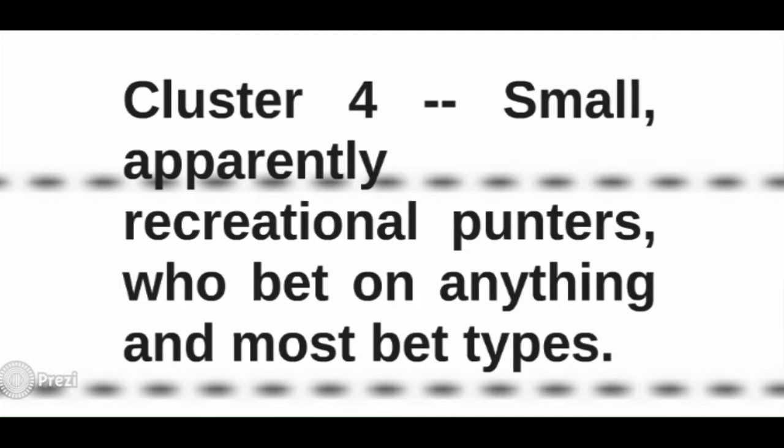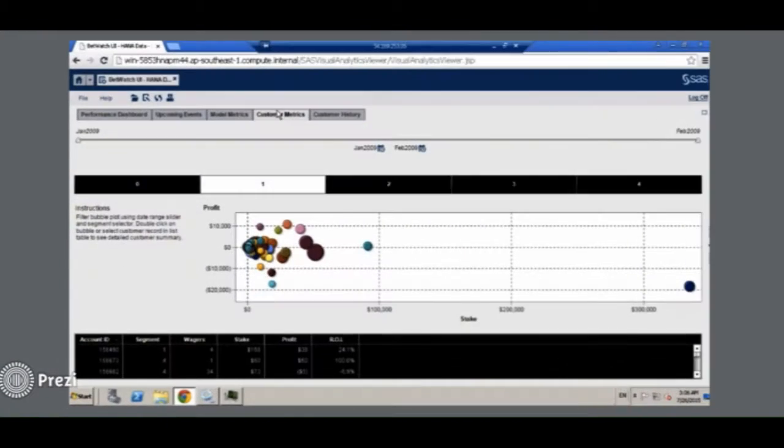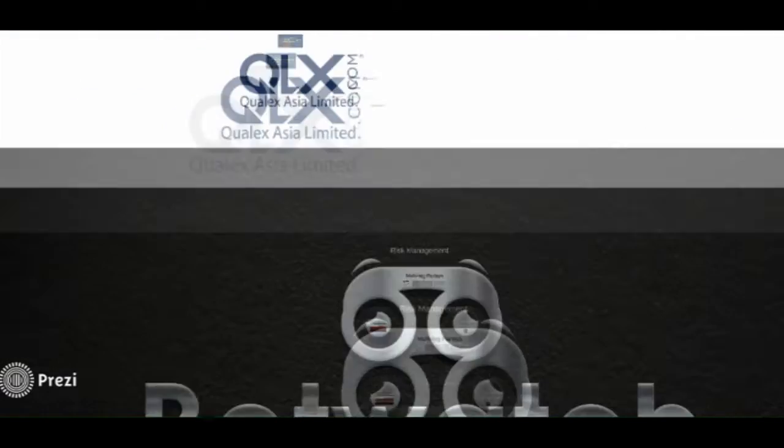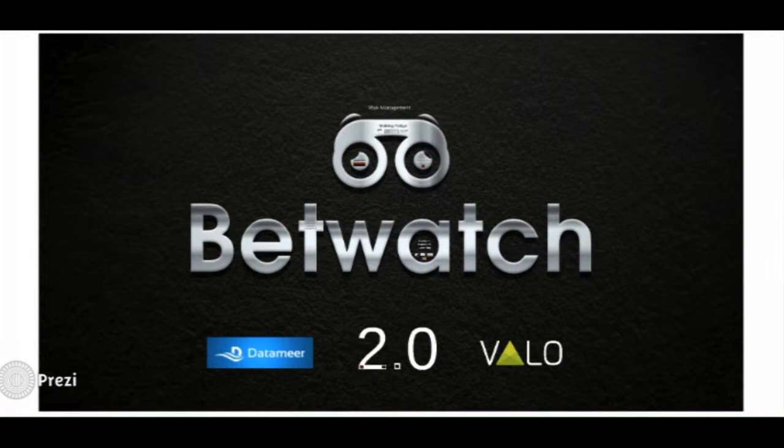The customer metrics screen gives the sportsbook the ability to drill down into each particular gambler. Each bubble plot can be drilled down into to see a particular gambler's bets and ROI and profit stake, etc., etc.